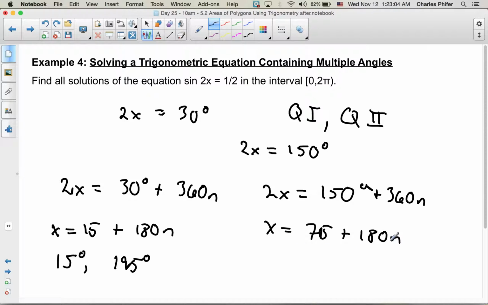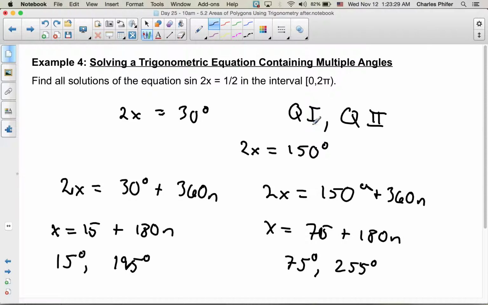Back here, when n is 0, we're at 75 degrees. And when n is 1, we get 255. And when n is 2, you're outside of this interval.